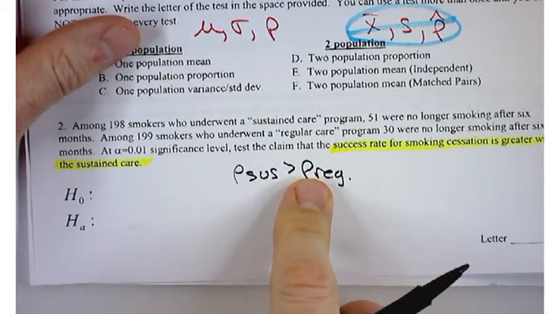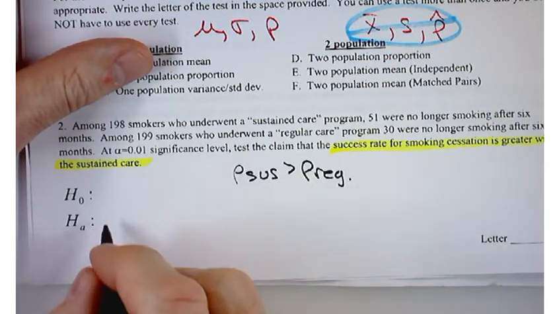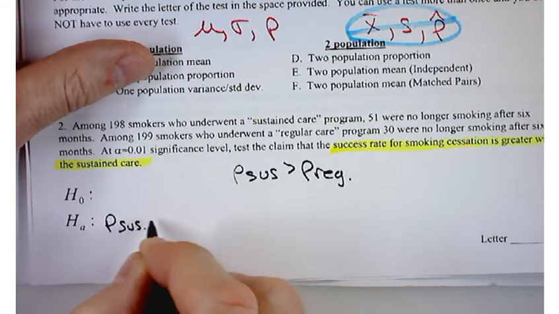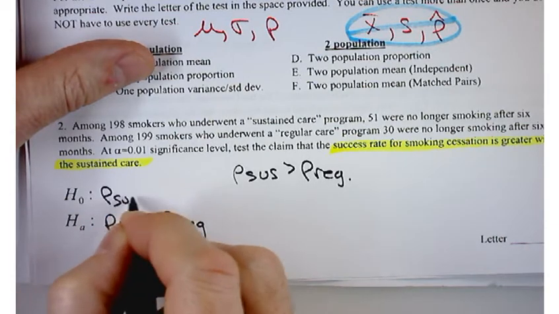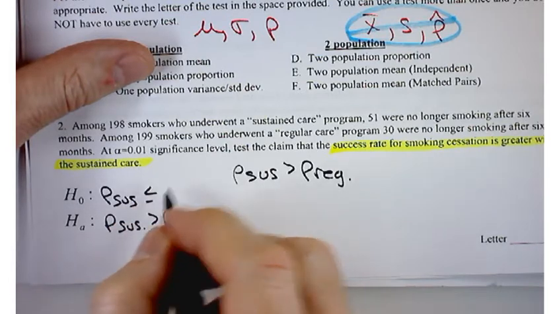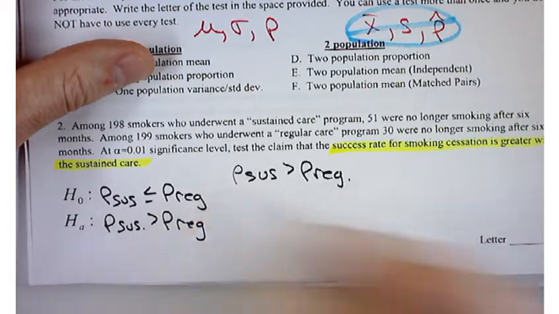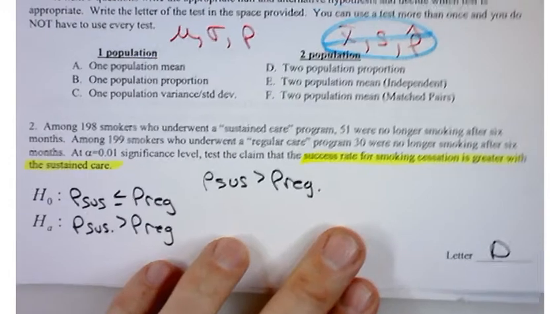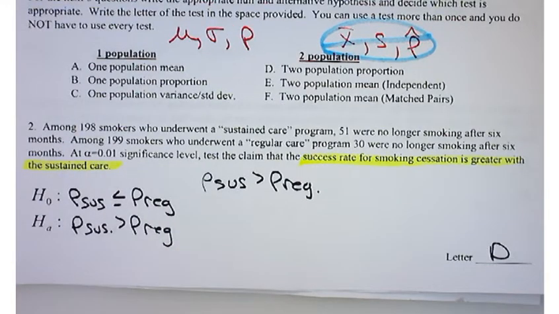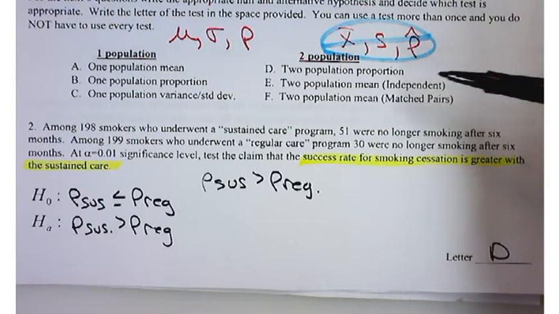What's that going to be part of? HA. P sub sustained is greater than P sub regular. And that means here, H0: P sub sustained is less than or equal to P sub regular. And our decision here was 2 population proportion, which would be D. So we okay with that one? Well, because you're looking at a success rate, that's the percentage of people who are not smoking. And percentage is equivalent to proportion. Yeah. Thank you.